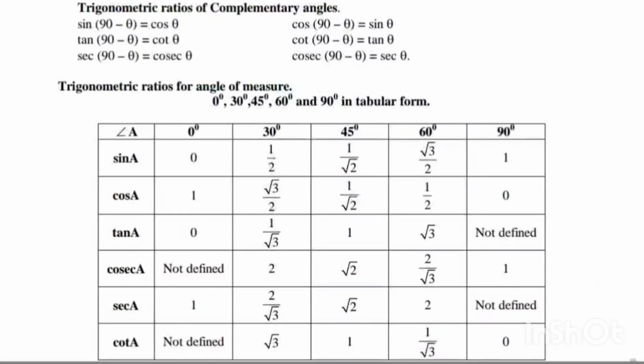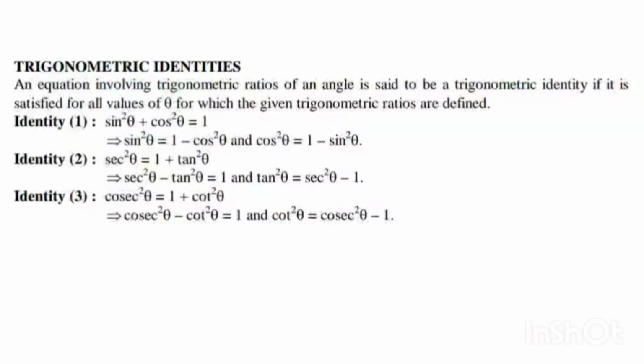Now we will see trigonometric ratios of complementary angles. That is sin (90 minus theta) equals cos theta, cos (90 minus theta) equals sin theta, tan (90 minus theta) equals cot theta, cot (90 minus theta) equals tan theta, sec (90 minus theta) equals cosec theta, and cosec (90 minus theta) equals sec theta. These are the trigonometric ratios of complementary angles. Next formula is trigonometric identity.